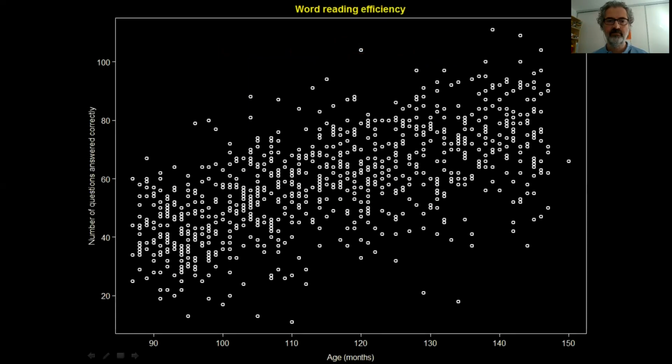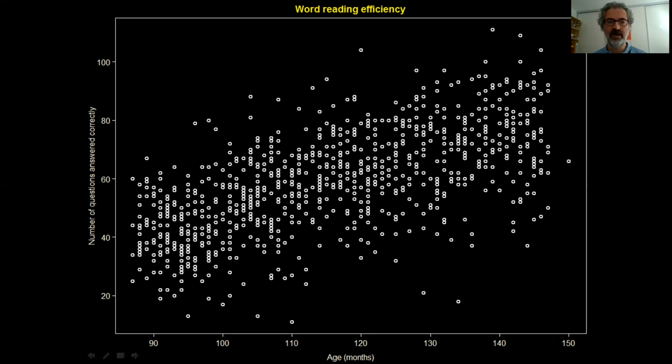Let's look at some properties of statistical associations involving quantitative variables, namely linearity and strength, what this means and what it looks like. This is a measure of word reading efficiency, the number of words read correctly within 45 seconds, as a function of age, from 88 through almost 150 months. So these are for children.